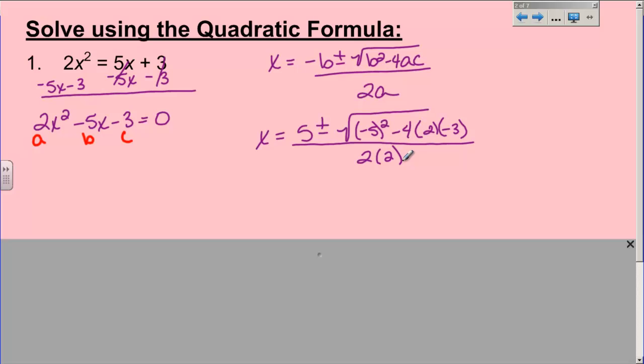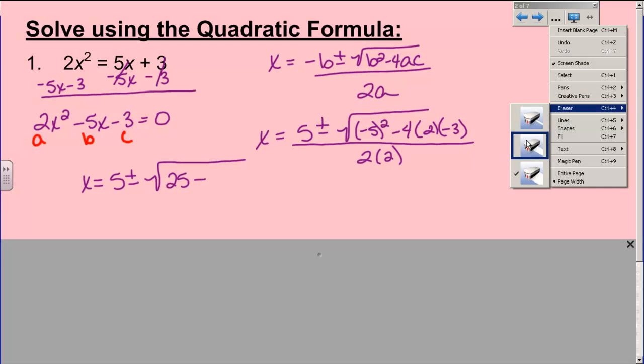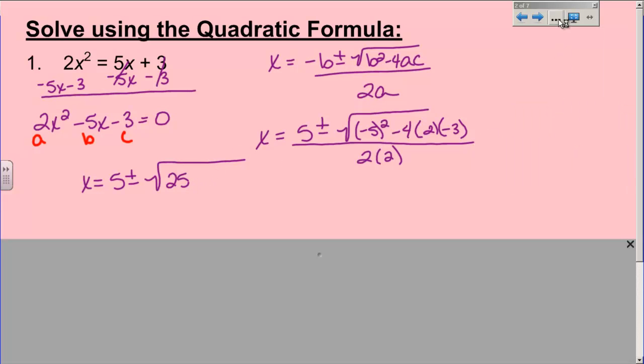So I have plugged everything in. Now it's just a matter of calculating and doing the math problem. I may run out of room, so I'm going to scoot over just a little bit here. So now I have x equals 5 plus or minus. I'm going to simplify inside the radical, or the square root sign, really quick. So negative 5 squared becomes 25. And then, let's not put a sign yet. Let's leave this little minus sign off for just a second.